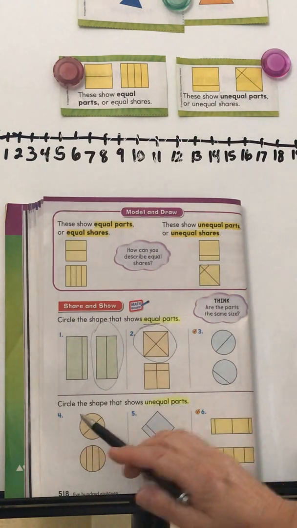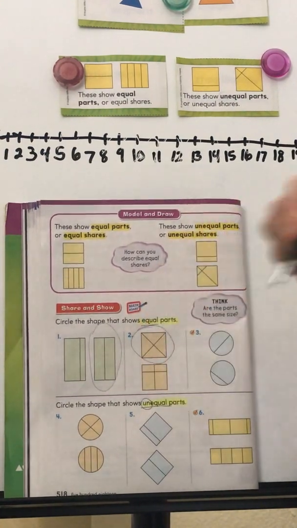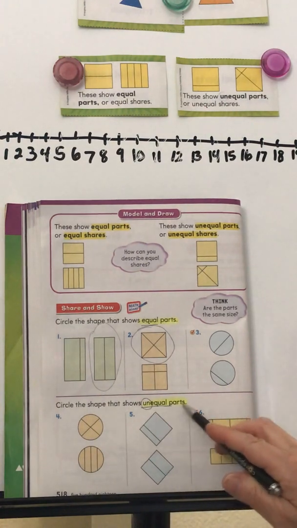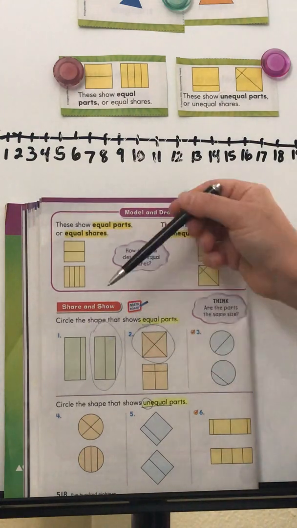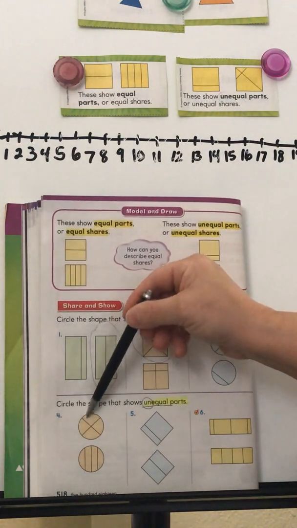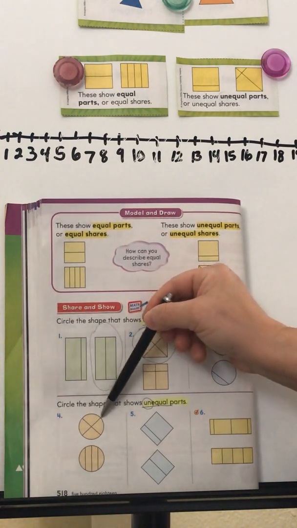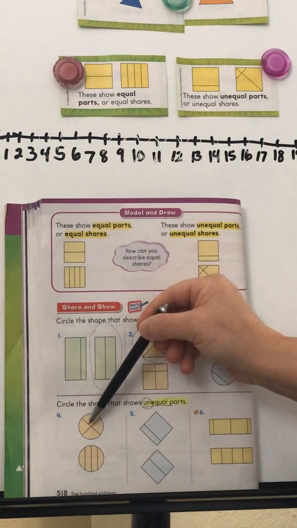Now look carefully at number 4. It says unequal. Un means not. So this time we're going to circle the shape that shows unequal parts, not equal. Okay, so let's look carefully. I see 4 triangle parts here, kind of triangle. They're not triangle because it's not a straight, it's a curve, but they're kind of in the 3 sides there.